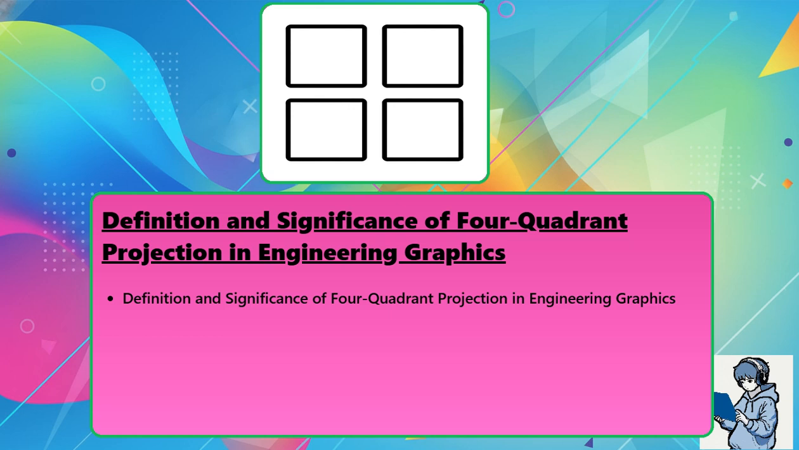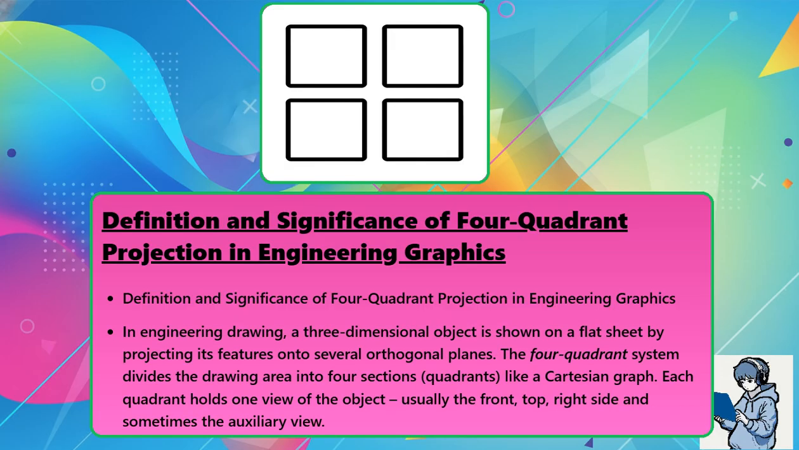Definition and significance of four-quadrant projection in engineering graphics. In engineering, a three-dimensional object is shown on a flat sheet by projecting its features onto several orthogonal planes. The four-quadrant system divides the drawing area into four sections, quadrants, like a Cartesian graph. Each quadrant holds one view of the object, usually the front, top, right side, and sometimes an auxiliary view.